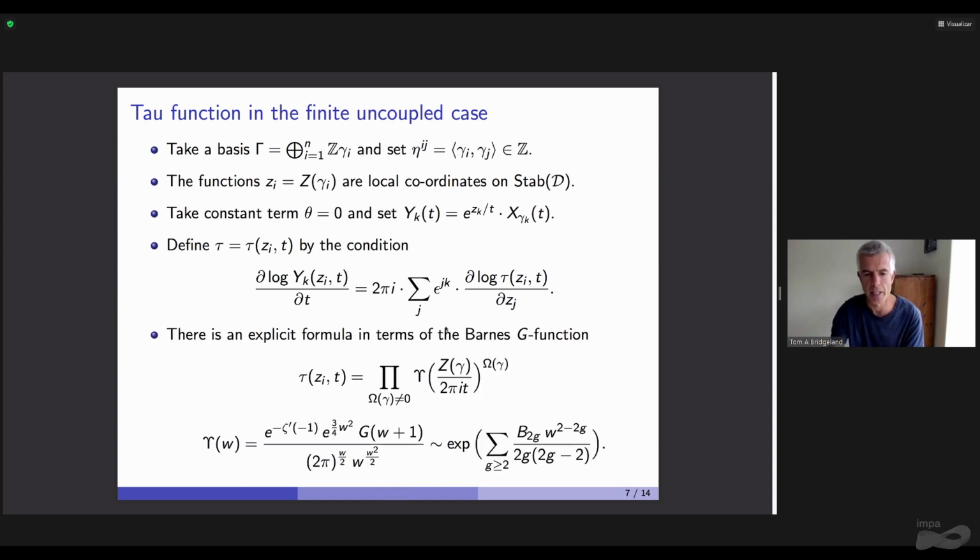Okay, and in that finite uncoupled case, there is... Tom, is epsilon jk the same as eta jk? Yes, it is. Thank you. Thank you. Yes, it is.